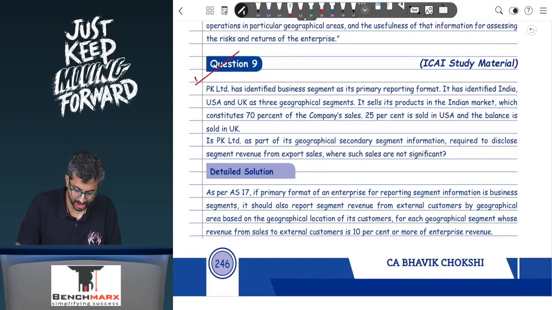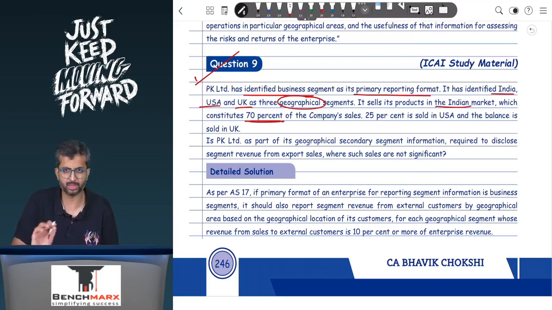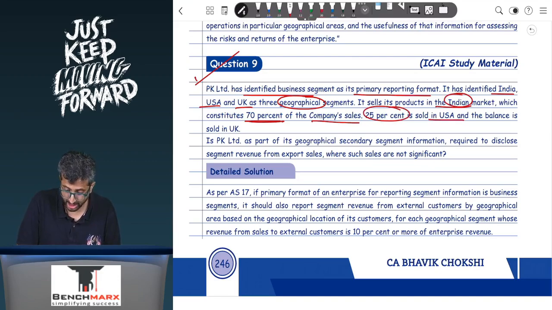Now PK Limited has identified business segment as its primary reporting format. That is fine. It has identified India, US and UK as 3 geographical segments. So that will be shown as secondary. It sells products in the Indian market which constitute 70%, that is more than 10%. So India is a major geography, reportable geography. 25% of the company's sales is sold in USA. Again, USA seems to be a major geography. It is greater than 10%, and the balance is sold in UK. The balance is 5%, which is remaining, which is not reportable.